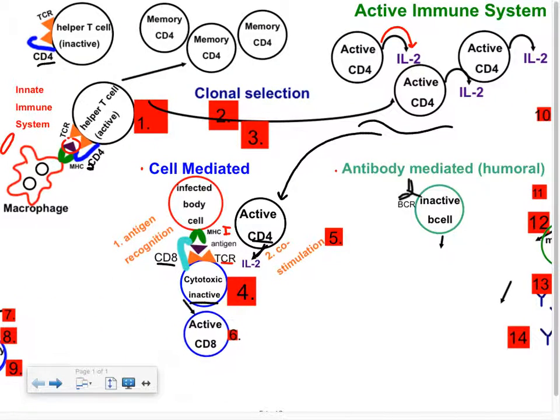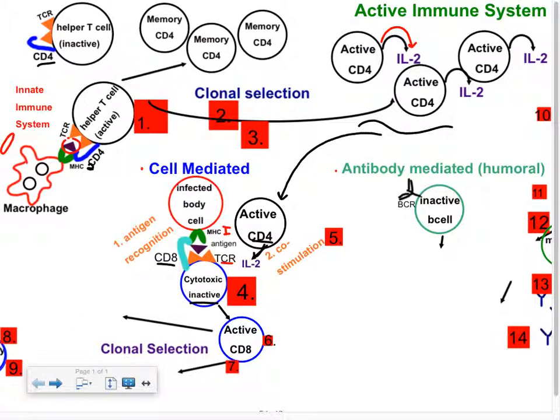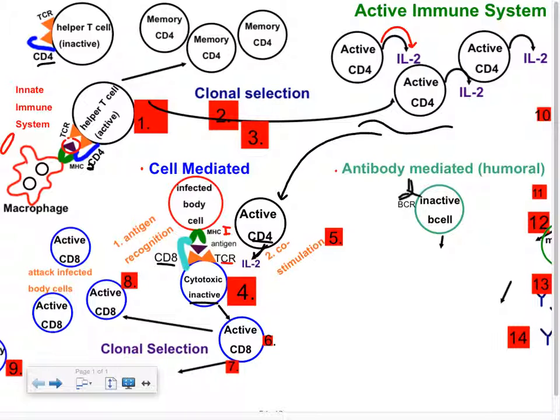Once that happens, that cytotoxic T cell is now active, and it is going to make more of itself. That's called clonal selection. And it can either make active CD8 cells. These are the effector cells. So we can write effector. Any cell that's going to go do the work are called effector cells.